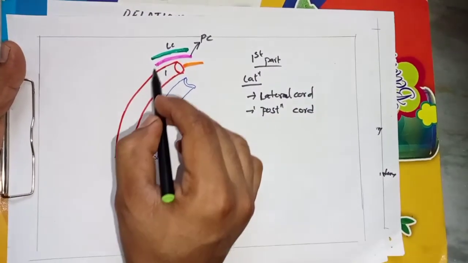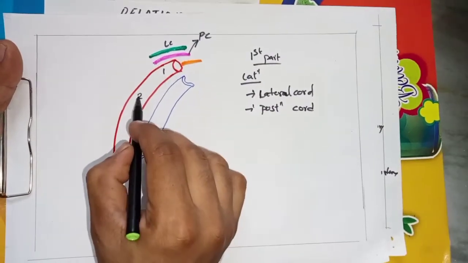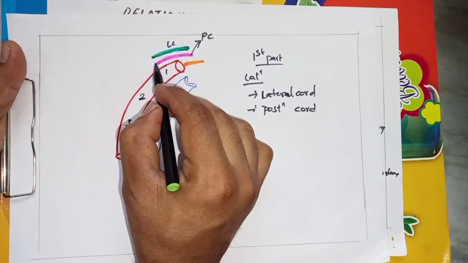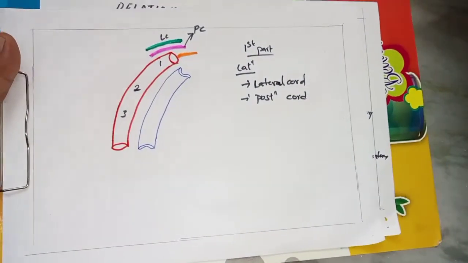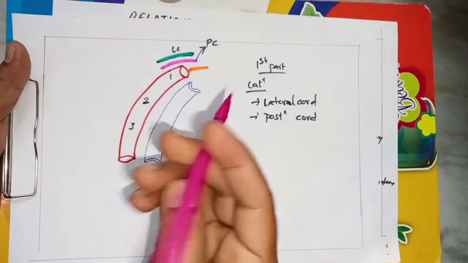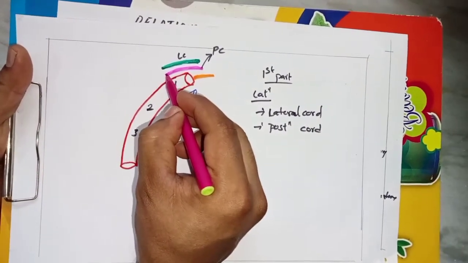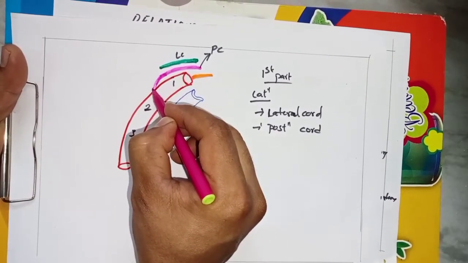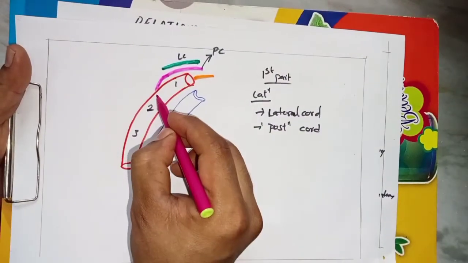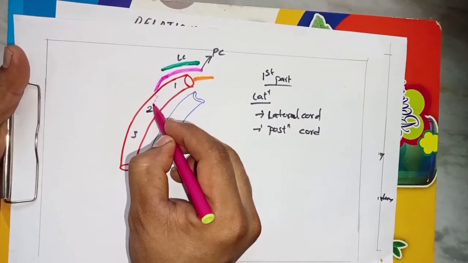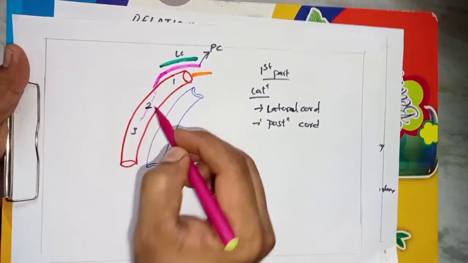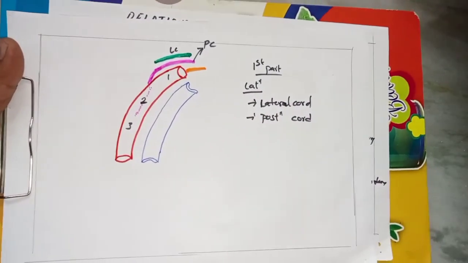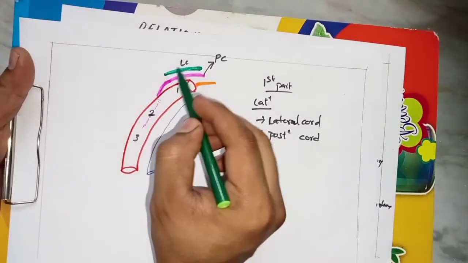Then moving to the second part, here is the second part, and here is the third part. When it is coming to the second part of the axillary artery, what is going to happen here is this pink one. What is this pink one? It is called the posterior cord of the brachial plexus. This posterior cord runs posterior to the second part of the axillary artery. I'm just using a dotted line so that you can see it is running posterior to the second part of the axillary artery.